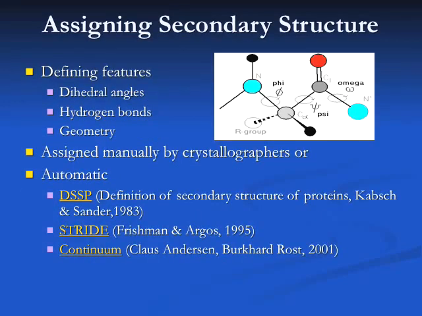Okay, assigning secondary structures, there's a variety of ways to do that. We can define the dihedral angle, the hydrogen bonds, and the geometry. Those of you who took computational chemistry should have some familiarity with these issues right here. We can assign these manually by crystallographers, so people who do X-ray crystallography do this. There's also a number of algorithms, for example, DSSP, STRIDE, and DEFINE, a variety of algorithms, or mathematical calculations, by which we can define these secondary structures.